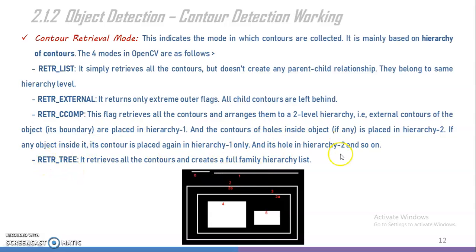And this is the most important, we mainly focus on the Tree method, where it will retrieve the contours in a full family hierarchy list. It will take into account the parent-child relationship, like 2a is a child of 2 and 3a is a child of 3. This is the example, it will store like this: 0, 1, 2, 2a, 3, 3a, 4 and 5. We take this into account because in a car number plate, we can have contours inside contours.